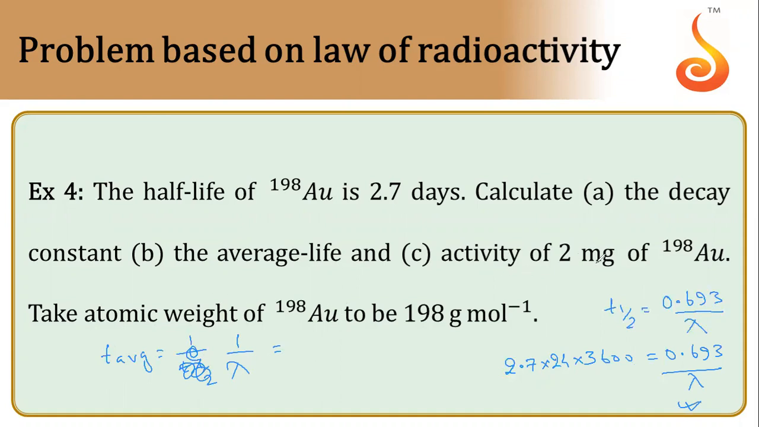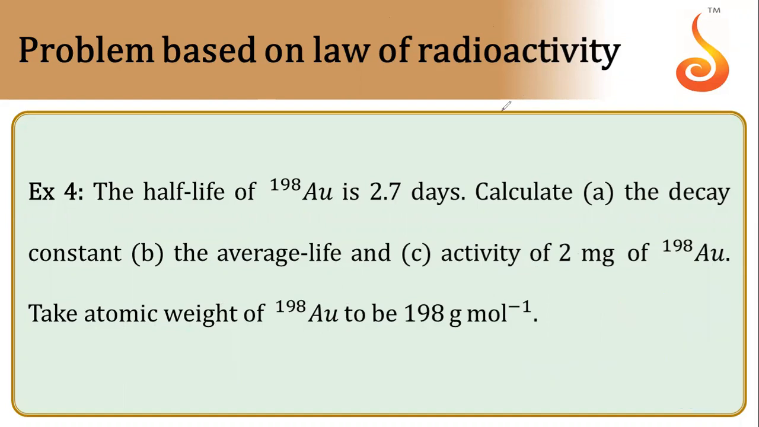Next is, what is the activity of 2 milligram of gold? So activity is defined as lambda into N, where lambda is the decay constant, N is the number of atoms or nuclei present. The lambda value we have just calculated was actually 2.9 into 10 raised to power minus 6. We need to calculate the value of N. So it is 2 milligram, 2 into 10 raised to power minus 3 grams, or 10 raised to power minus 3 kg.